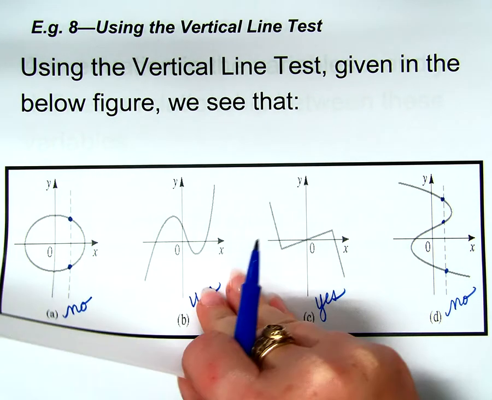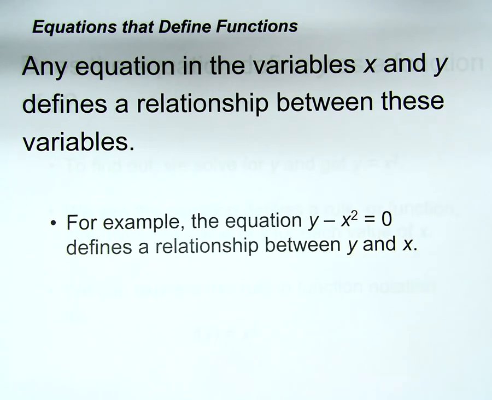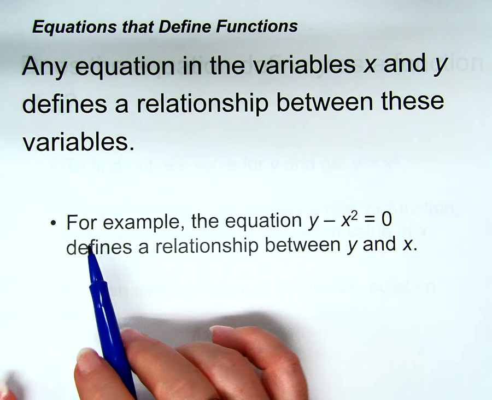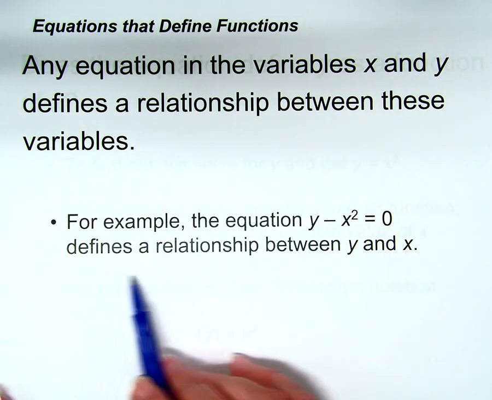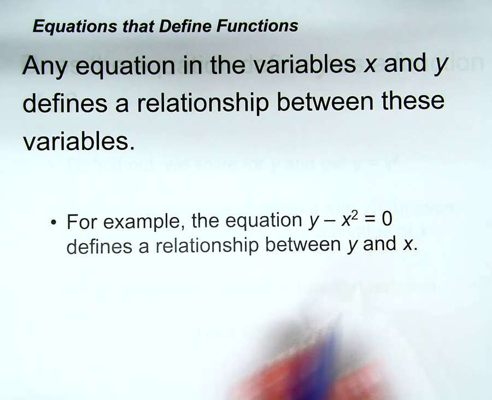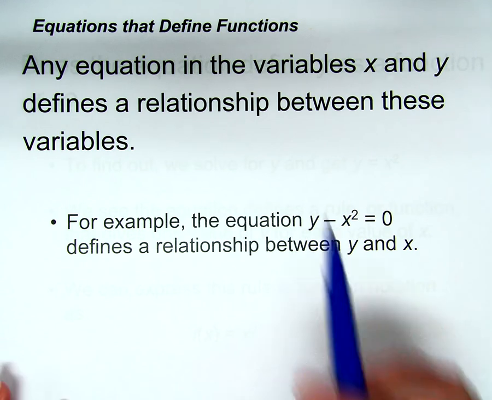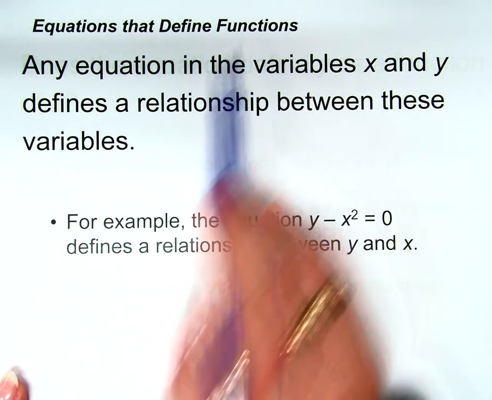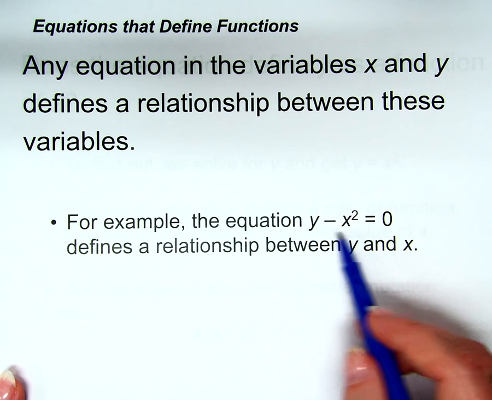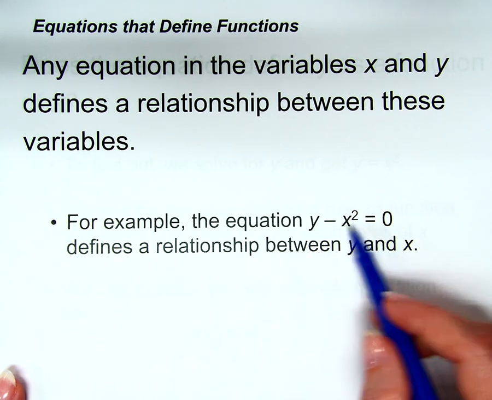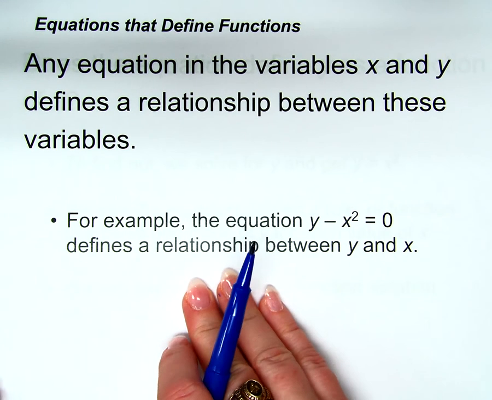All right. Any equation in the variables x and y defines a relationship between these variables. So for example, the equation y equals x, or y minus x squared equals 0 defines a relationship between y and x. We're not saying it's necessarily a function. We are saying it's a relationship, and we're trying to figure out what defines a function. Okay? This is an equation, so I know it has a relationship because these two are together, there's an equal sign and things like that.